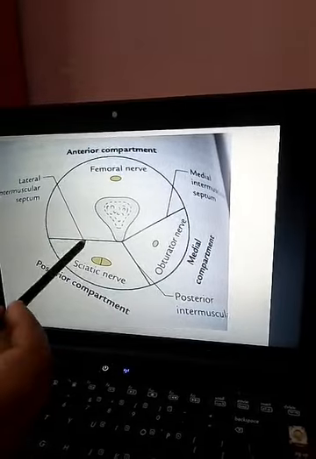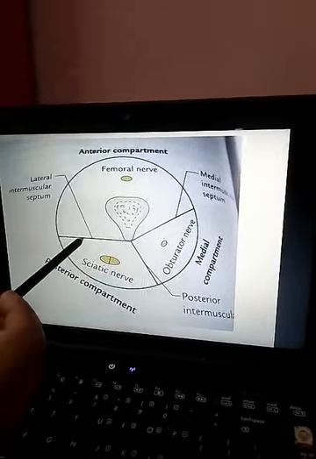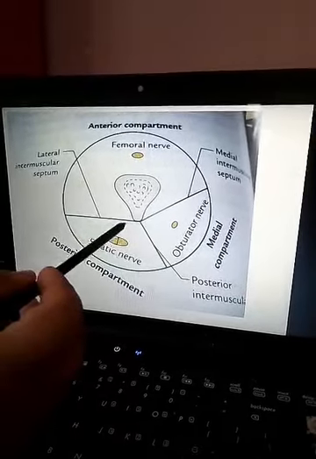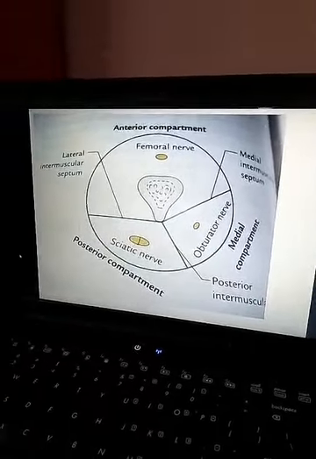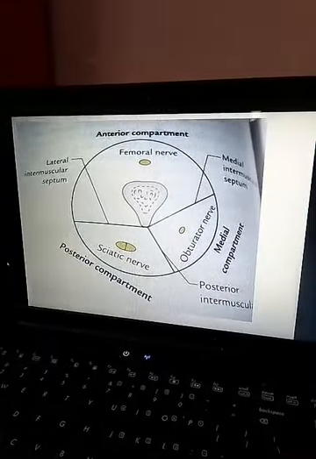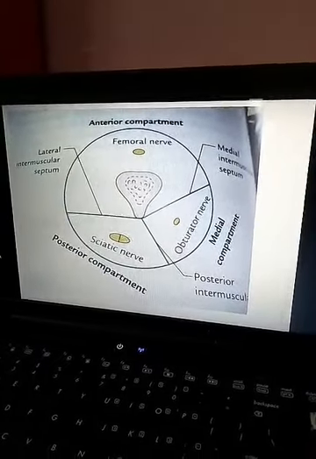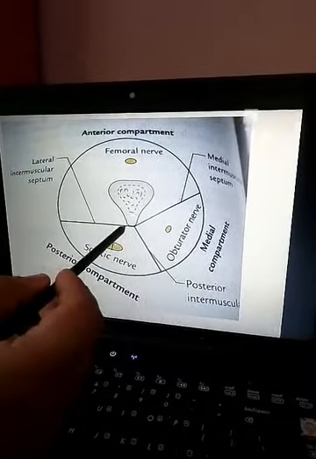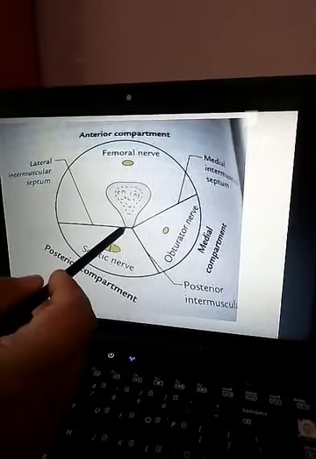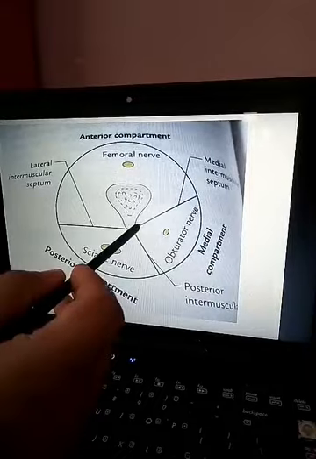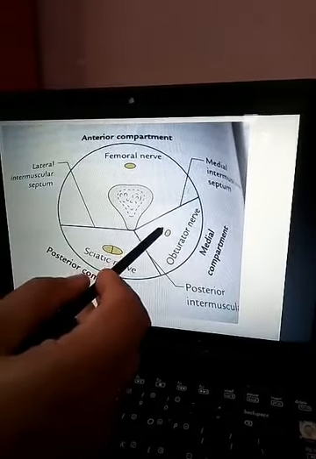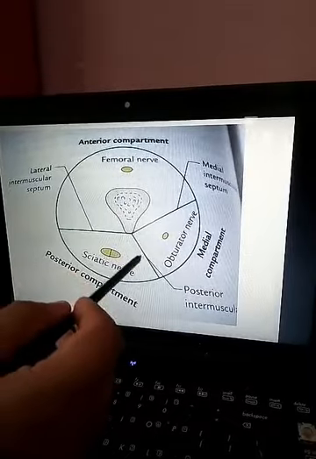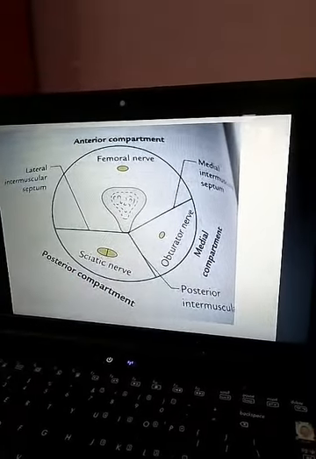The lateral intermuscular septum is the strongest septum. It extends from the iliotibial tract to the lateral lip of the linea aspera, while the medial intermuscular septum is attached to the medial lip of linea aspera. The posterior intermuscular septum is poorly defined.